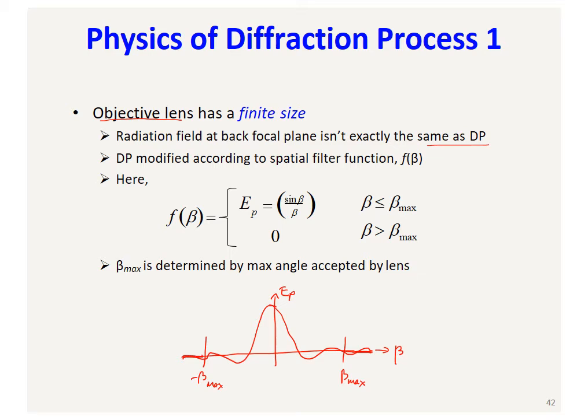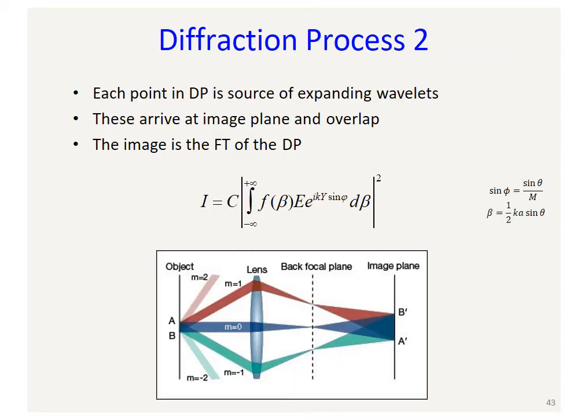Mathematically we treat that by multiplying our electric field by some filter function. And that filter function, beta max, is going to be determined by the maximum angle that can go through the lens, or more generally the pupil. So each point in the diffraction pattern at the back focal plane is a source of expanding wavelets. So we can use Huygens principle in order to work out what the field is in the image plane.